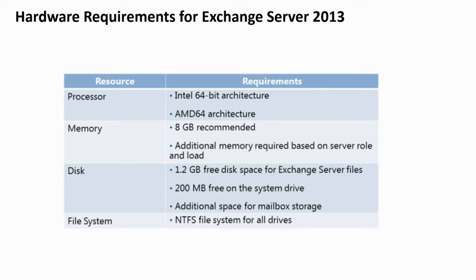For the disk space, when choosing and configuring disk drives for Exchange Server 2013 installation, you should consider the following. You need at least 1.2 gigabytes on the drive on which you install Exchange Server 2013. All partitions that Exchange Server 2013 will use, this is very important, must be formatted with the NTFS file system. An additional 500 megabytes of available disk space for each unified messaging language pack that you plan to install, and 200 megabytes of available disk space on the system drive.